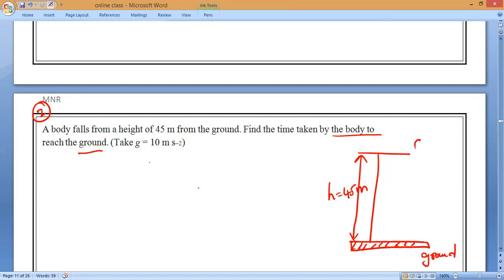As we know, a body is falling from here. Now, G value, how much, guys? Plus or minus? They have given 10. So 10 what, plus or minus? Positive. 10 meter per second square. So that acceleration is also positive. Very good. So now, if the body is freely falling, what is the initial velocity, everyone? Zero.